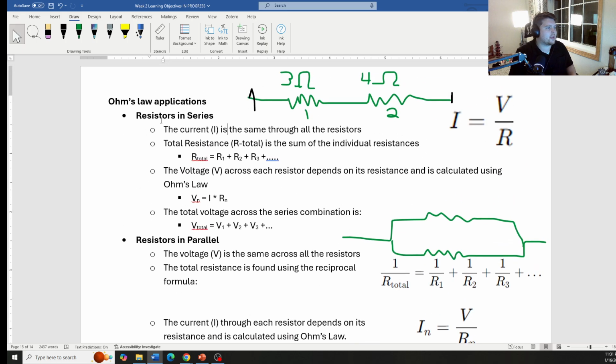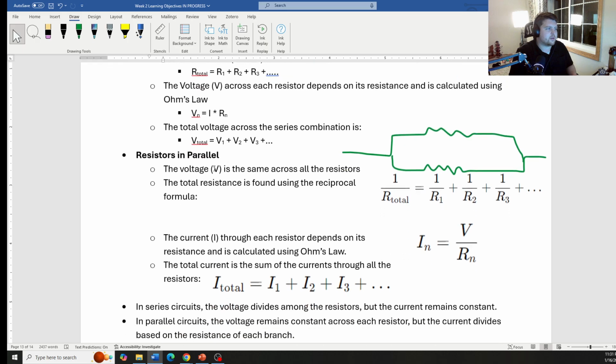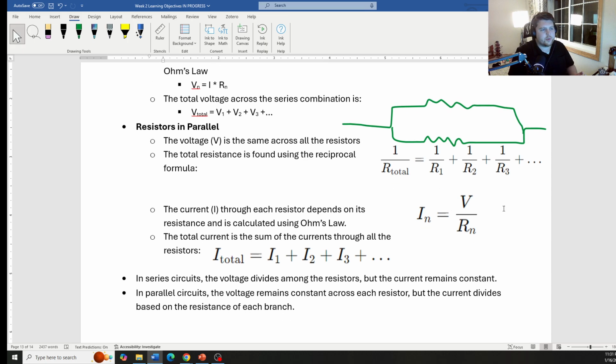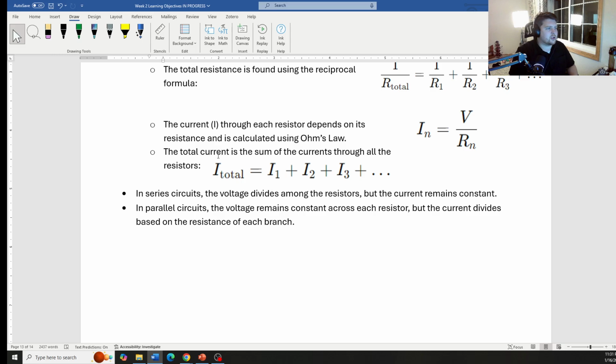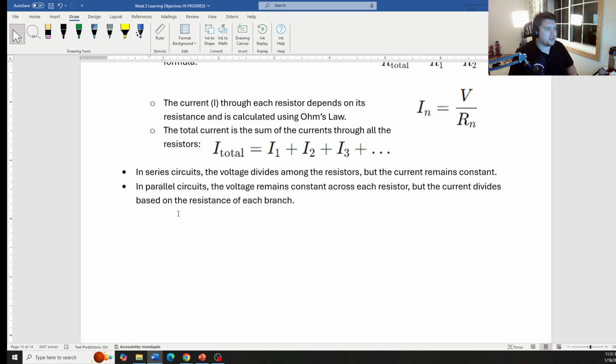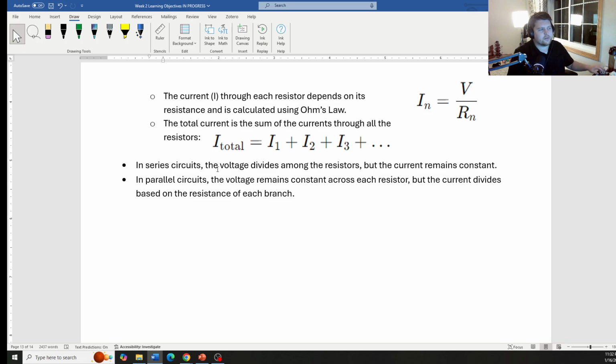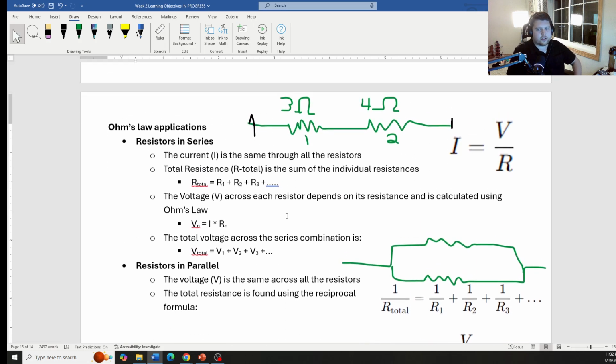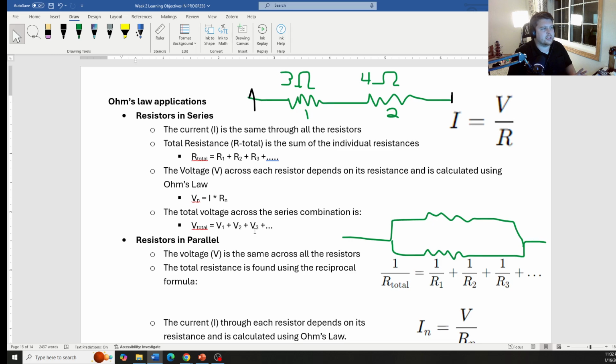So with resistors in series, the current's the same all the way through. Resistors in parallel, the voltage is the same all the way through. So we're just solving for different variables, and we use Ohm's law slightly differently. And then the total current is the sum of the currents through all of the resistors. It gives us the total sum. So a general reminder: in series circuits, the voltage divides among the resistors, but the current remains constant. In parallel circuits, the voltage remains constant across each resistor, but the current divides based on the resistance of each branch. Okay, so not the full and total breakdown, however, it gives you a little bit of a better idea of Ohm's law.